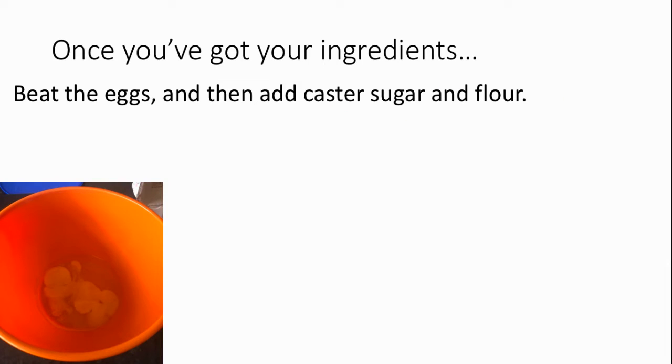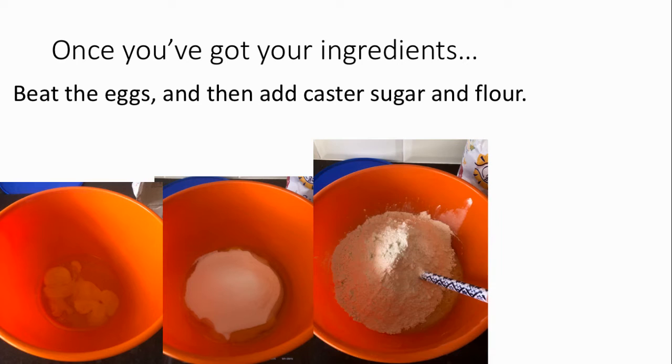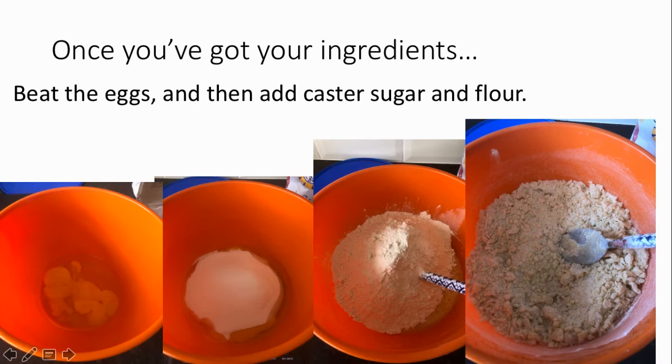So once you've got your ingredients, you can beat the eggs, add your caster sugar and add the flour in. When you mix this all together, it's quite dry, sort of looks like breadcrumbs like this. But don't worry, it's going to get like a proper cake mixture when we put in the wet ingredients.